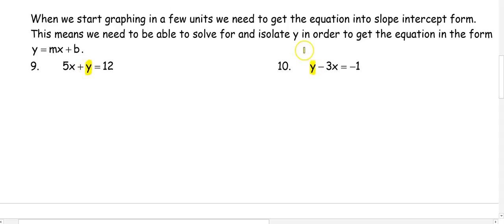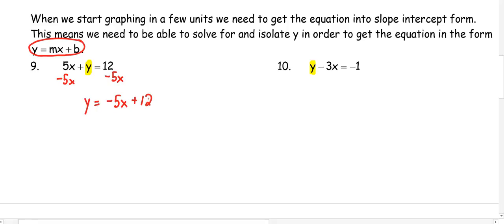So to get y isolated, right now it's a positive 5x. How do you move a positive over? You subtract it from both sides. Now, this is where we have to think about like terms. Are 12 and x like terms? No, because one has a variable, one does not. Think about our y equals mx plus b. So we're always going to put the x term in the front. So we would have y equals negative 5x and then plus 12 because 12 was positive.